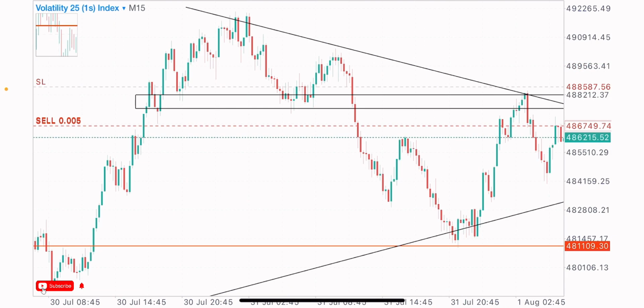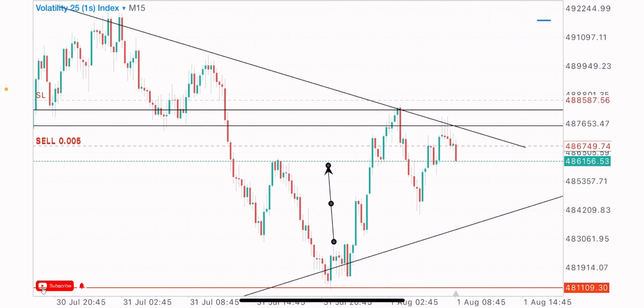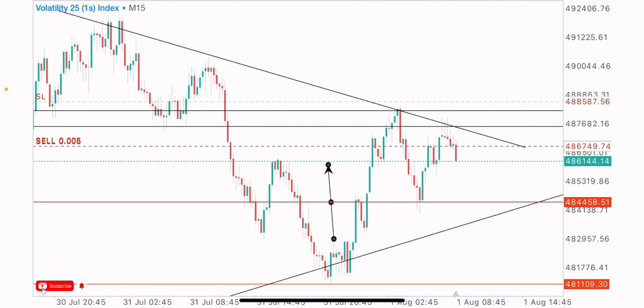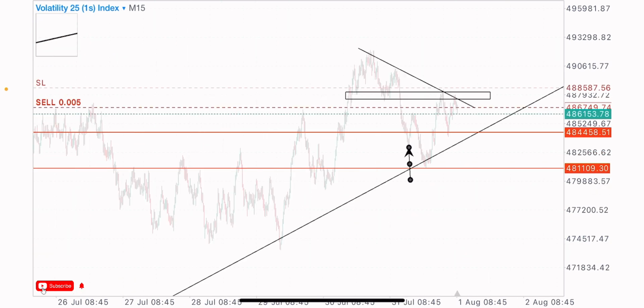So my first TP would be at this zone, at least this point on the 15-minute time frame. On the break of these lows, we have the key level at this point. When we zoom out on the chart, you can see that the market has always respected this level as a key level, an important zone. So let's expect this market to sell to this level at least. Our first TP here, our second TP at this point.